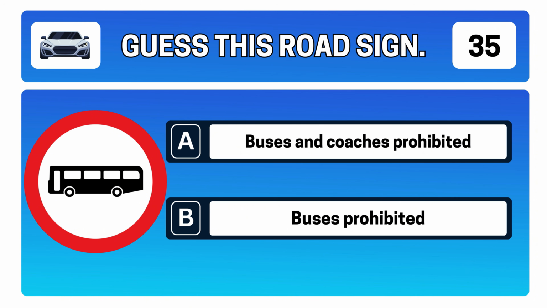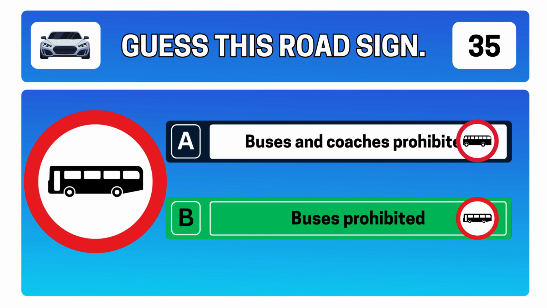Guess this road sign. A. Buses and coaches prohibited. B. Buses prohibited. Exactly. This sign prohibits buses in this area.